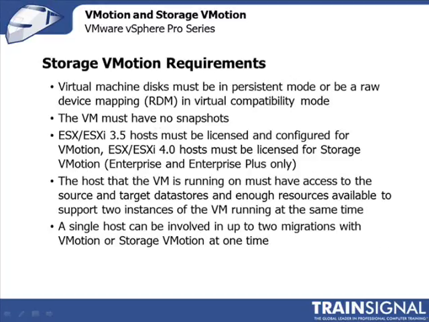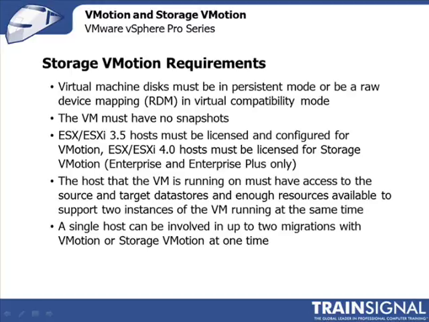Here are the requirements for Storage vMotion. First, virtual machine disks must be in persistent mode or be a raw device mapping that is in virtual compatibility mode. For virtual compatibility mode RDMs, you can migrate the mapping file or convert it to a thick provision or thin provision disk during migration as long as the destination is not an NFS datastore. For physical compatibility mode RDMs, you can migrate the mapping file only. The virtual machine must have no snapshots. If it does, it cannot be migrated.